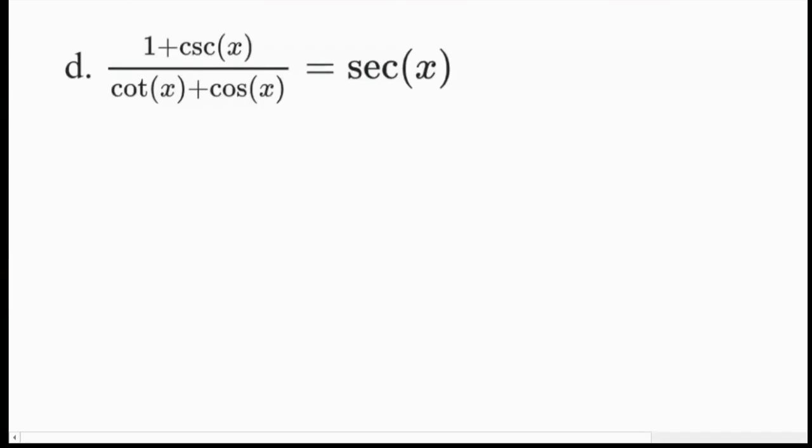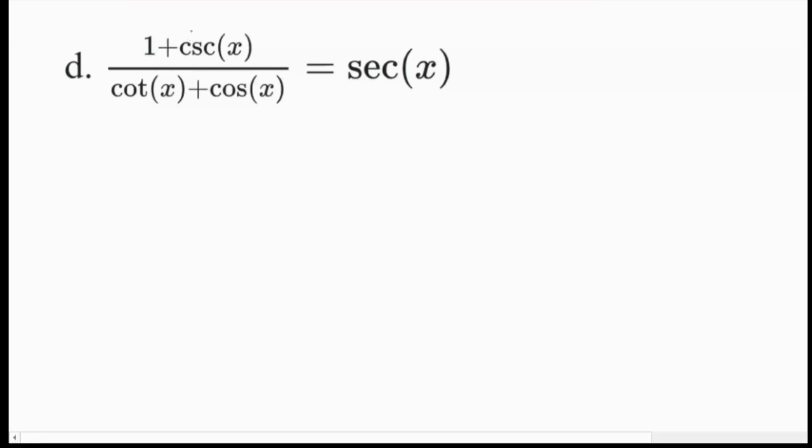Here we're going to prove this trig identity by simplifying the left side, because that's the more complicated side, and we're going to make that match the right side. I don't even need to touch the right side. I'm just going to do all the work on the left side and make that equal to secant x. So there's lots of ways to do these.